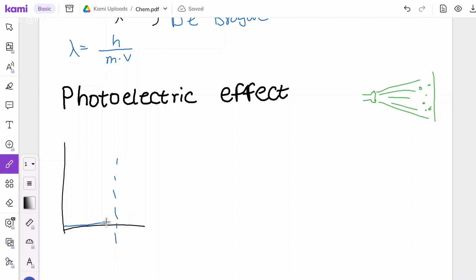This is the threshold. Once it crosses that threshold, then photoelectrons start to be ejected at a steady rate. It's increasing steadily. The more you increase the frequency, the faster it goes. So this is the kinetic energy of the photoelectrons that are being ejected, and this is the frequency of the light that's being shown on it. So the more the light increases, the more the kinetic energy increases, but only after it crosses a certain threshold.